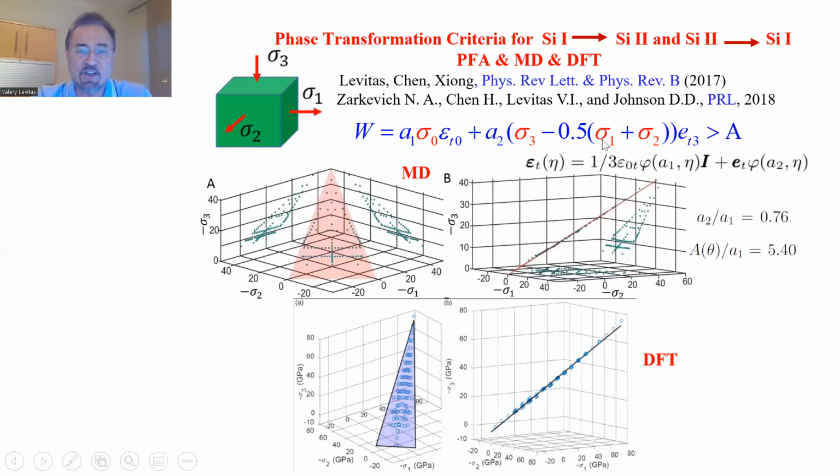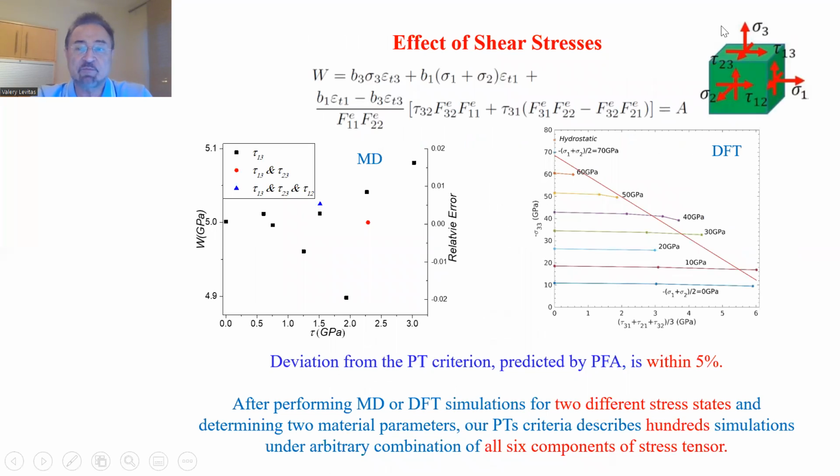So this is a criterion under such loading. And key point is that it's linear in stresses. So in space sigma 1, sigma 2, sigma 3, it's a plane. And we rotate this picture until plane is visible as a line. And green dots are results of MD simulation, and here results of the DFT. You see very strong proof of our criterion. And also we calibrated two material parameters. When we apply, in addition, 3 shear stresses, we get additional term here, but without new constants.